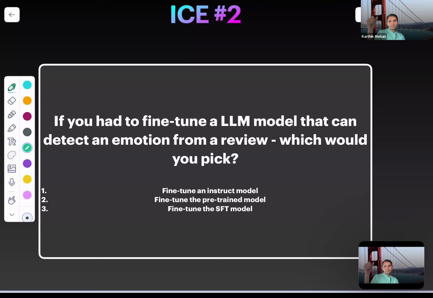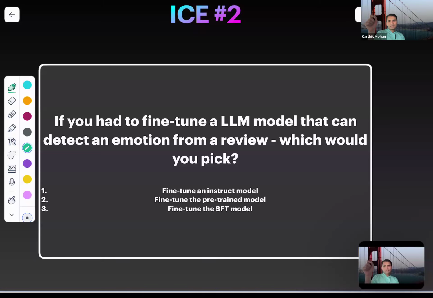Depending on the task, if the task requires you to pass an instruction and say, these are the emotions, and that's how you want to fine-tune, then it's good to fine-tune an Instruct model that's already fine-tuned for instruction. On the other hand, if it's very clear that you just pass in a review and then you get an emotion, then you can even fine-tune the supervised fine-tuned model.